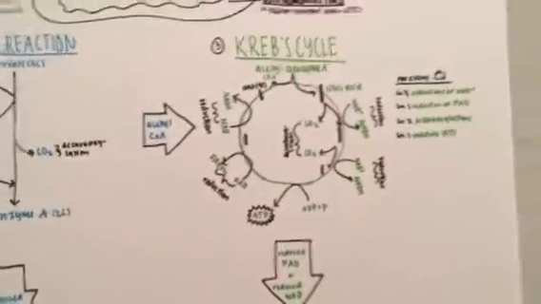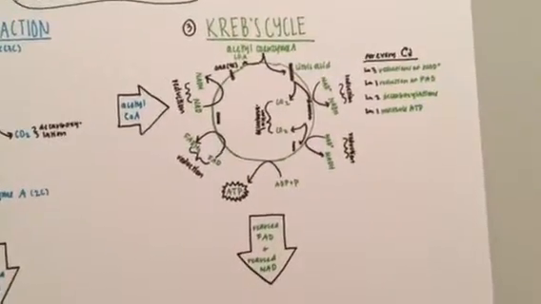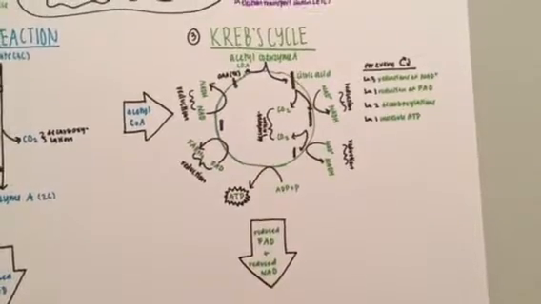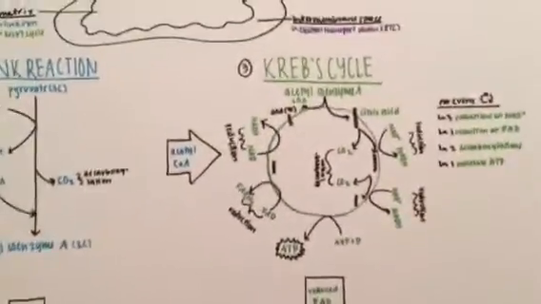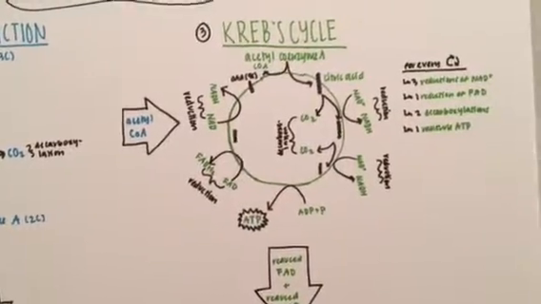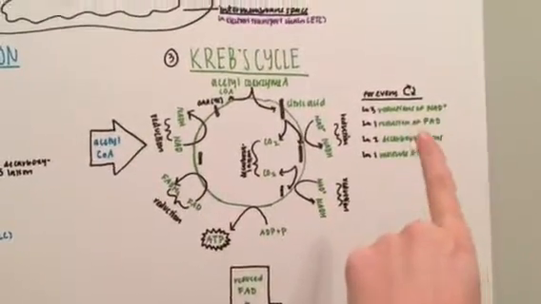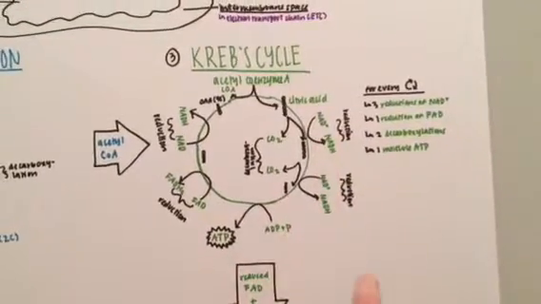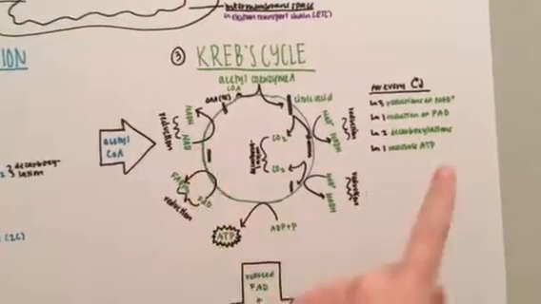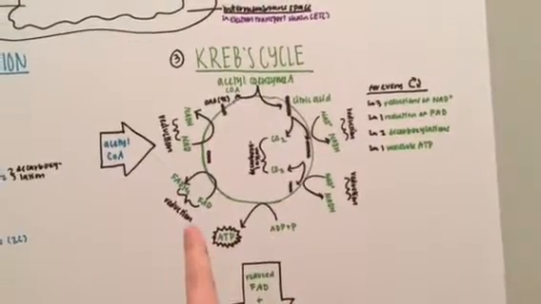So for the Krebs cycle, it starts out with coenzyme A and goes through several different processes. As you can see, it's a very complex circle. The main points here are that for every turn of the Krebs cycle, there's going to be 3 reductions of NAD, which are shown here, here, and here, and 1 reduction of FAD, which is shown here.